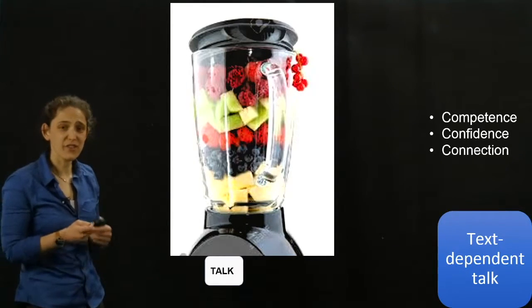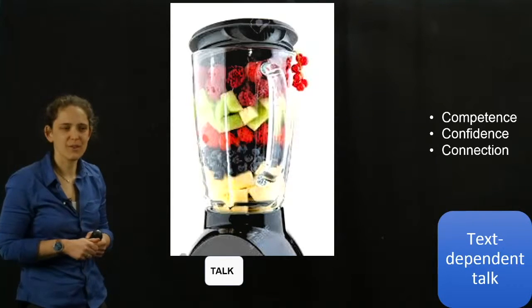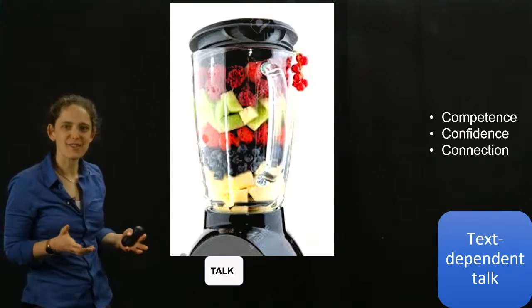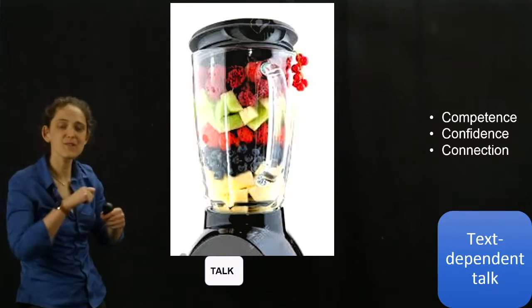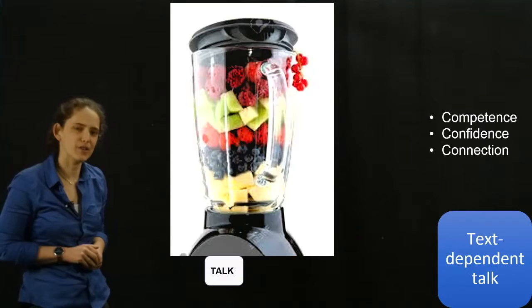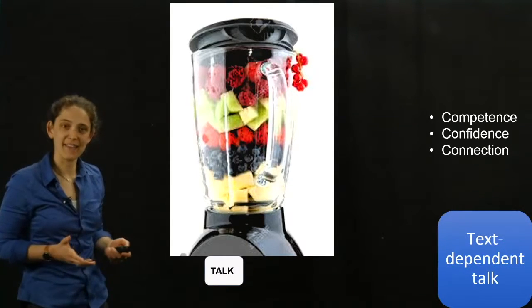Talk is also a way to feel connected to each other. And so the incentive of being able to talk to your classmates about something might be the reason that you pay attention and pile all the fruit into your blender, because you know you get to have that experience of chatting away with them at the end after you've read.